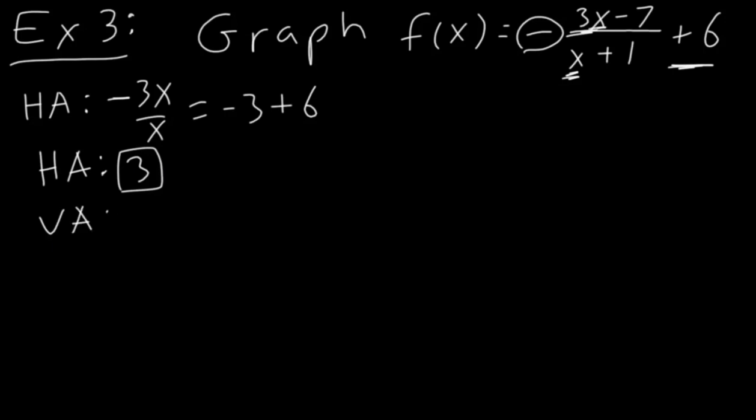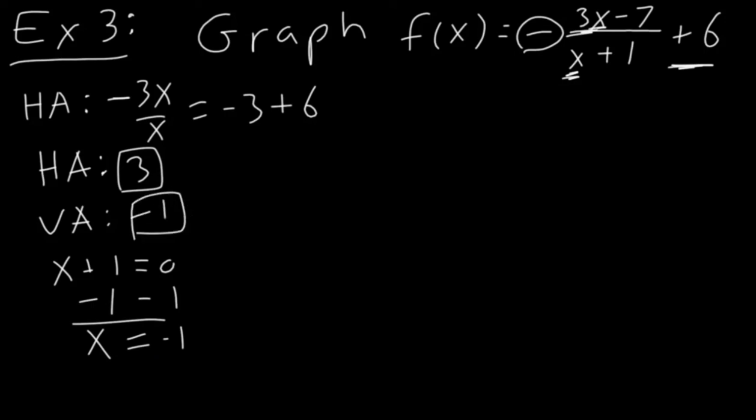Now let's take a look at our vertical asymptote. As always, we look at the denominator, this x plus 1, and of course we set it equal to 0. So let's ask ourselves, what is the opposite of positive 1? Well, that would be negative 1. And so x equals negative 1. This will of course be our vertical asymptote.